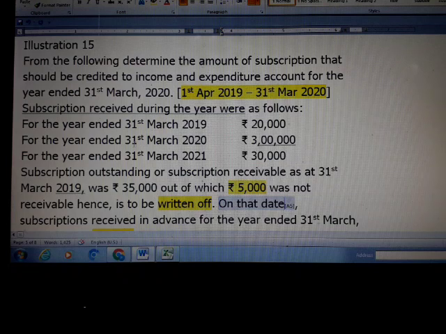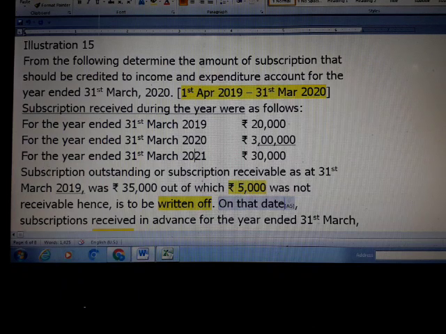Subscription pertaining to the current year, worth rupees 3 lakh, and subscription pertaining to the next year, 21, amounting to rupees 30,000. If you watch carefully, you can understand that it consists of the current year subscription, which will be the base, the previous year subscription, and the next year subscription, that is advance. So three different years' subscriptions are available.